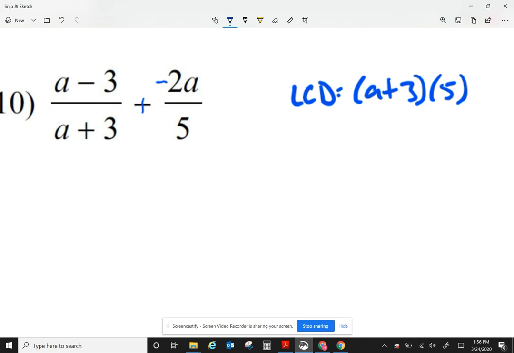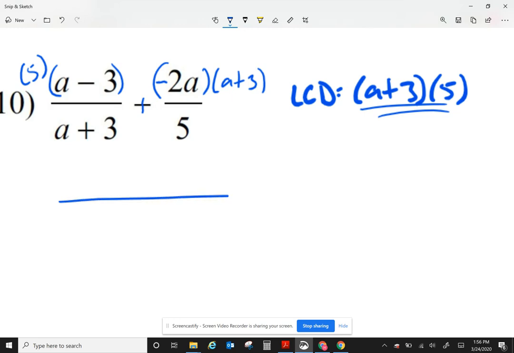All right, so from the two parentheses that I'm supposed to have on my LCD, the one that I don't have on my first fraction is a 5. So I'm going to multiply the first fraction by 5. From the two parentheses that I'm supposed to have on my LCD, the one that I don't have on the second fraction is a plus 3. So I'm going to multiply the second fraction with a plus 3. So once again, my least common denominator is a plus 3 and 5. I'll leave it in factor form.